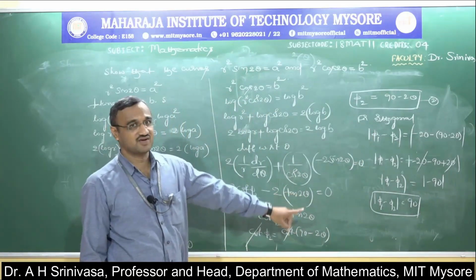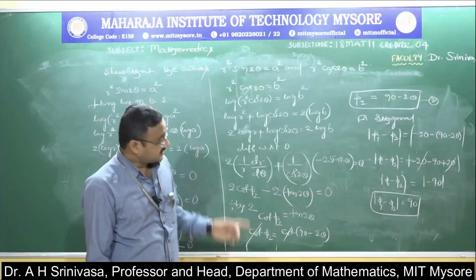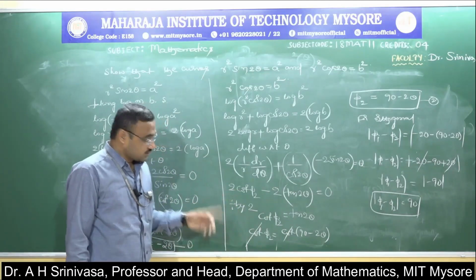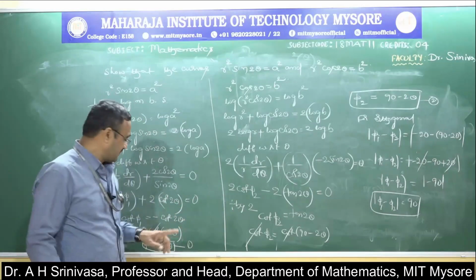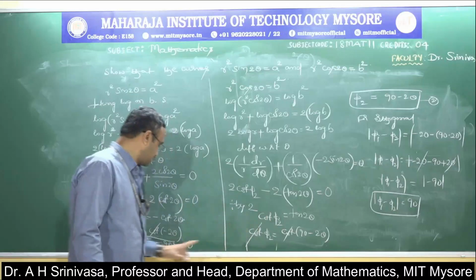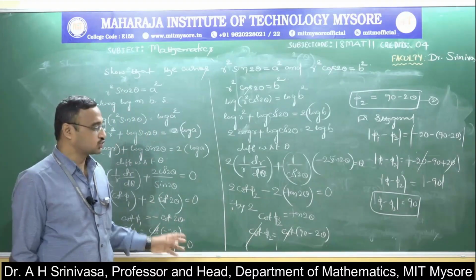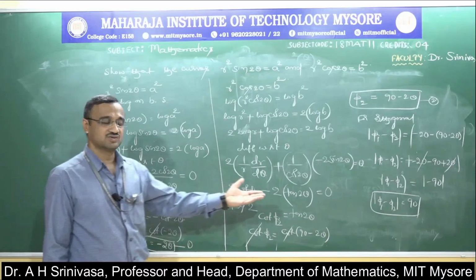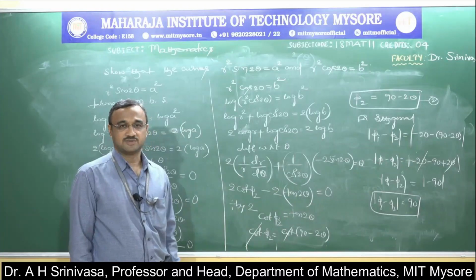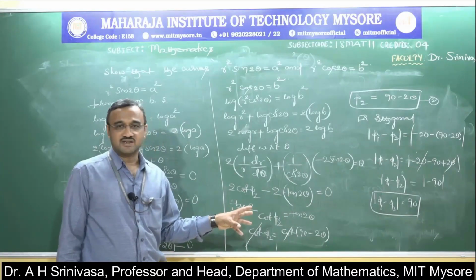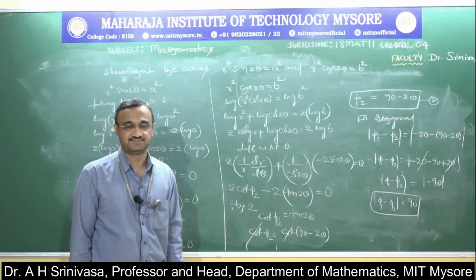So this is another way to show the curves intersect orthogonally. We can also use the previous problem methods by taking the product of cot phi 1 into cot phi 2. If you take the product of these two, that will also give the value of minus 1. You can show it like that, or you can show phi 1 minus phi 2 equal to 90 degrees. This is another method to show two curves intersect orthogonally.